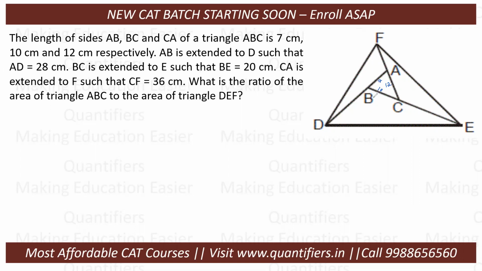They are giving us some other information. BE is 20 centimeters, so this complete BE is 20 centimeters. AD is 28. And CF is 36, so this complete CF is 36. Now, what is the ratio of the area of triangle ABC to that of DEF? So the ratio of this triangle to this complete triangle. This is the comparison we are asked for.